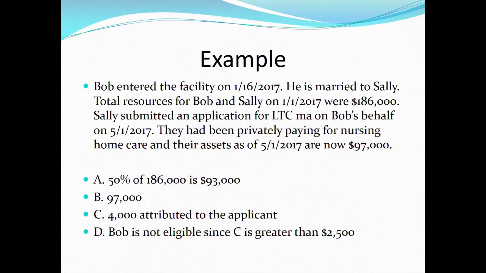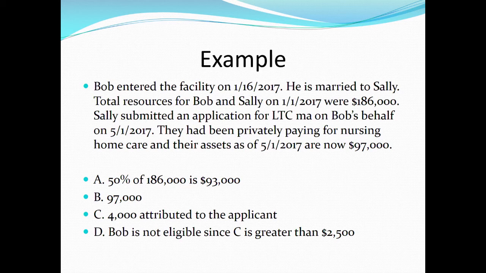Okay. This is an example of how we calculate the spousal impoverishment eligibility. So if Bob entered the facility on January 16th, 2017, and he is married to Sally, the total resources for Bob and Sally on January 1st were $186,000. If Sally submitted an application for long-term care medical assistance on Bob's behalf on May 1st, they had previously been paying privately for nursing home care, and their assets on May 1st are now $97,000.